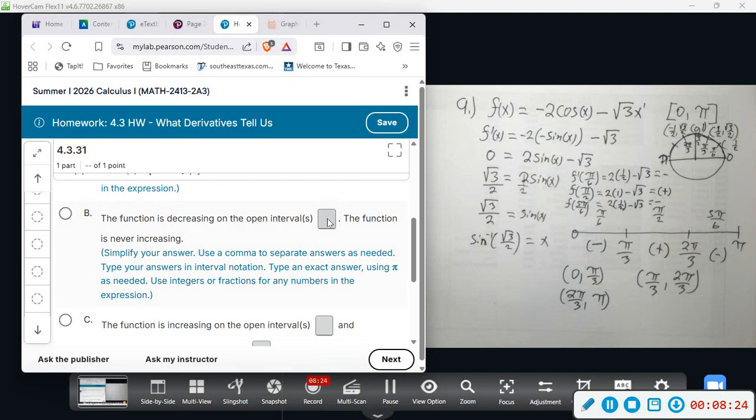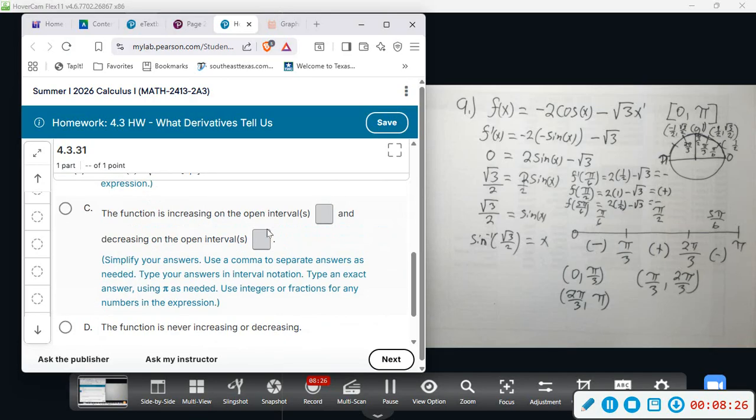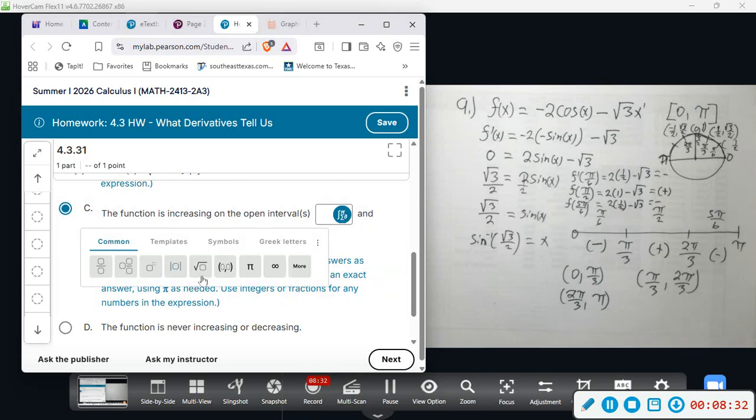All right, so we are looking for increasing, never decreasing. This says decreasing, never increasing. We have both, so C. And we're looking at increasing first.